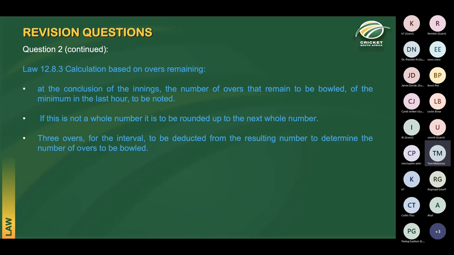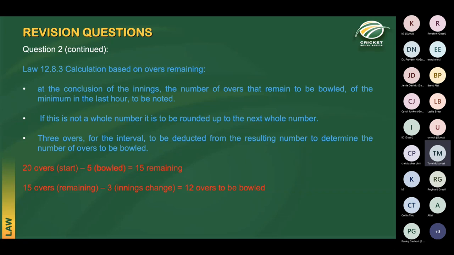So in our example, we started with 20 overs, we bowled five overs, and so five were remaining before the change of innings. The change of innings is a deduction of three overs. So the calculation based on overs remaining comes to a total of 12 overs left to be bowled. Okay, let's keep that in mind to compare to the second calculation.